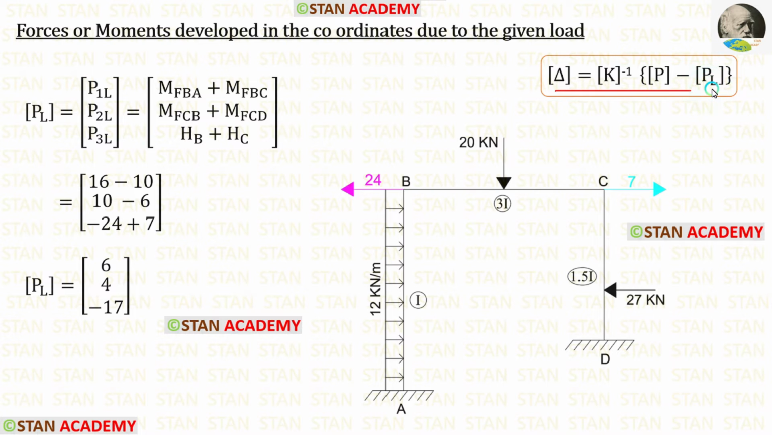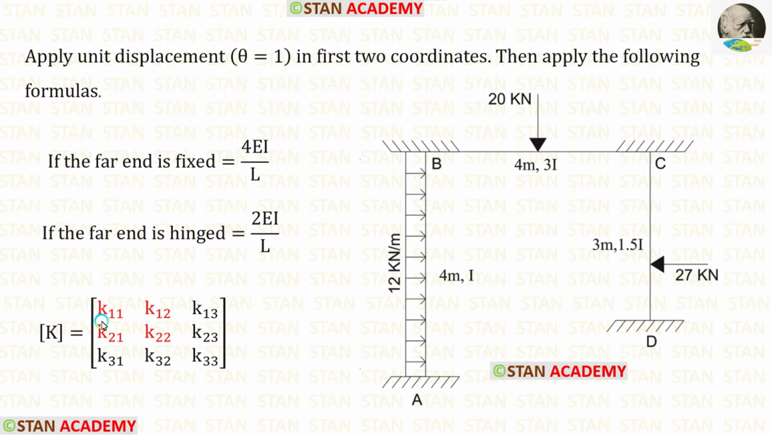In this formula, we have found PL matrix and P matrix. Now we are going to find the stiffness matrix. In the stiffness matrix, now we are going to find K11, K12, K21 and K22. To find them, we have to apply unit displacement in the first two coordinates. Then we can use the formulas. If the far end is fixed, the formula is 4EI upon L. If the far end is hinged, the formula is 2EI upon L.